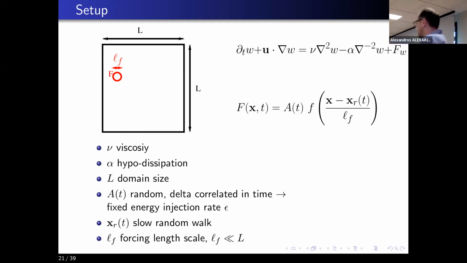And I'm going to multiply it with an amplitude AT that is Gaussian, delta correlated in time. So that will impose the rate at which I'm injecting energy in the system, and it's going to be given by epsilon. We also would like the forcing length scale LF to be much smaller than my domain L, so that we have space to have an inverse cascade.